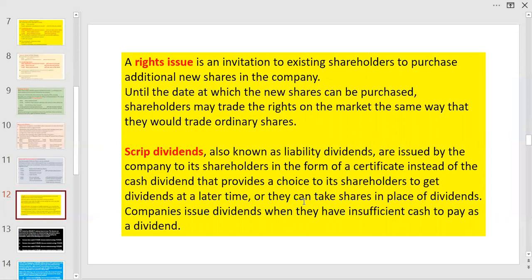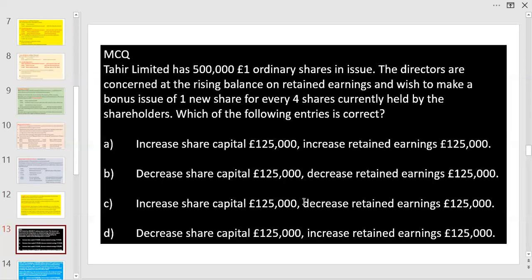Now let's look at some questions. T Limited has 500,000 ordinary shares. Directors have decided to issue a bonus issue, one new share for every 4 shares currently held. That is 1/4 of 500,000, which is 125,000. 4 options are given. Bonus issue will increase the share capital, therefore B and D are eliminated. Bonus issues are financed by reserves, therefore the answer is C.